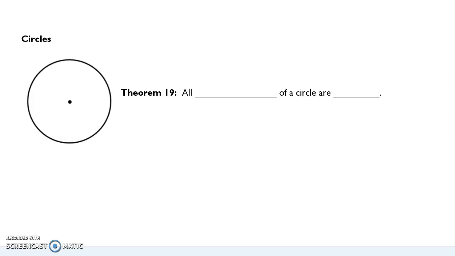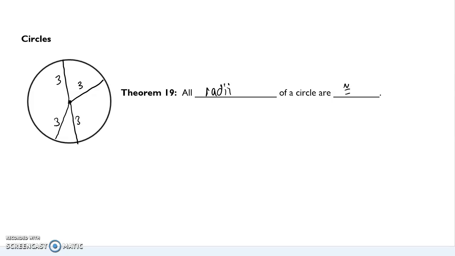Real quick, circles: all radii of a circle are congruent. So I know if this is a circle and that has a length of, say, 3, well, then this has a length of 3, and this has a length of 3, and this has a length of 3. All radii are always congruent within a circle.